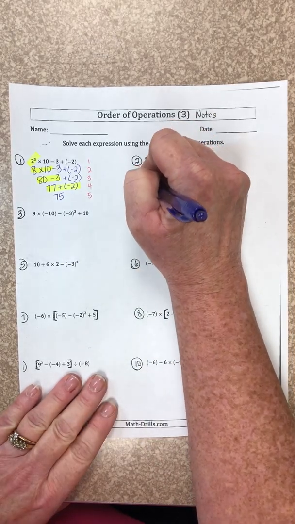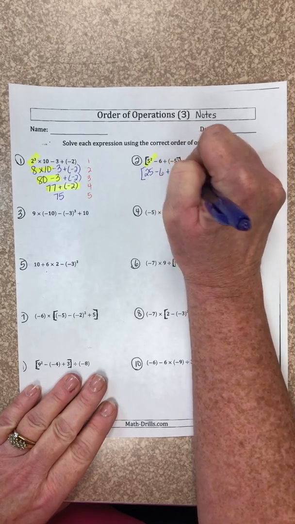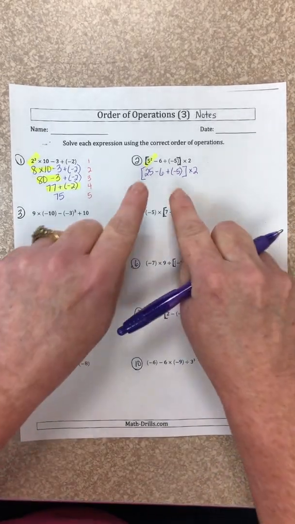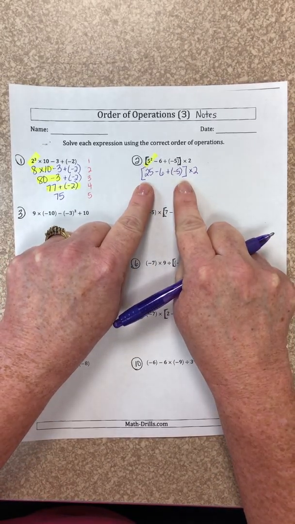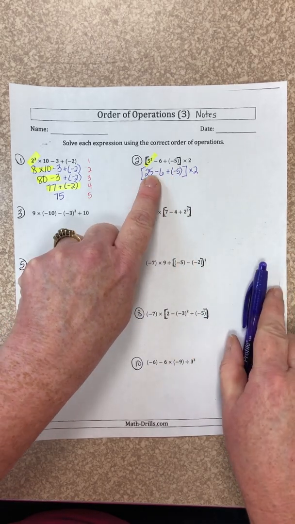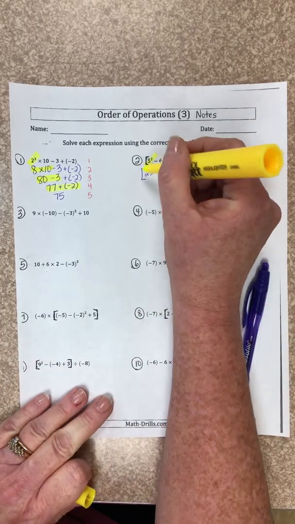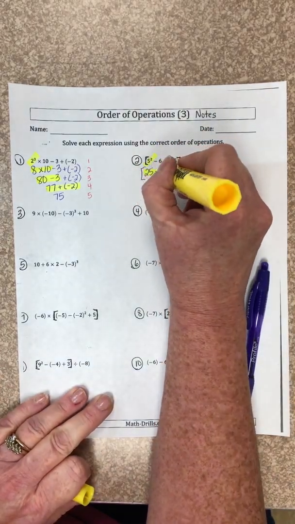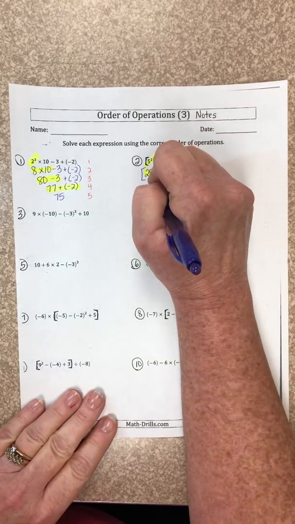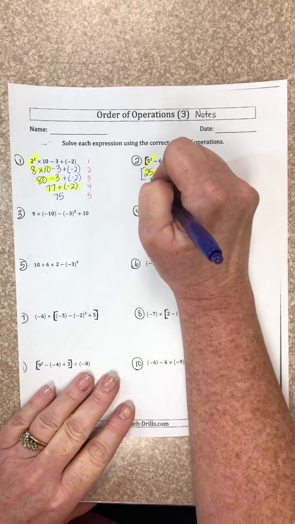Let's bring everything else down, including the bracket and the times 2 afterwards. Now notice we still have brackets or grouping symbols. We have subtraction and addition inside, and so both are in step 4, but we have to work left to right, so that means we're going to do the 25 minus 6 first. And 25 minus 6 is 19. And now let's bring everything else down.